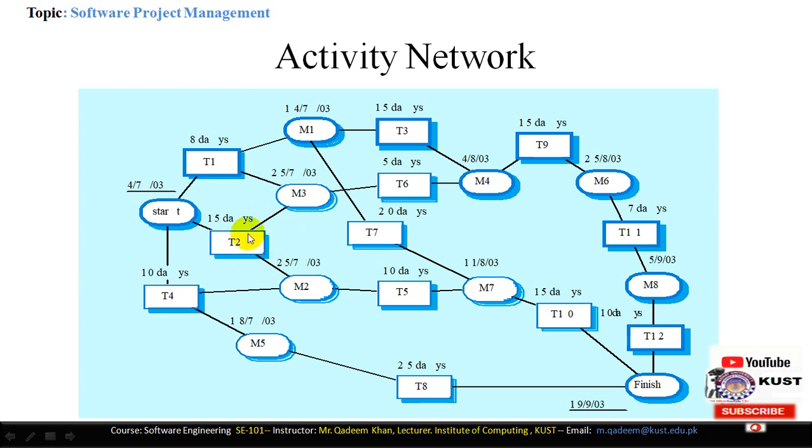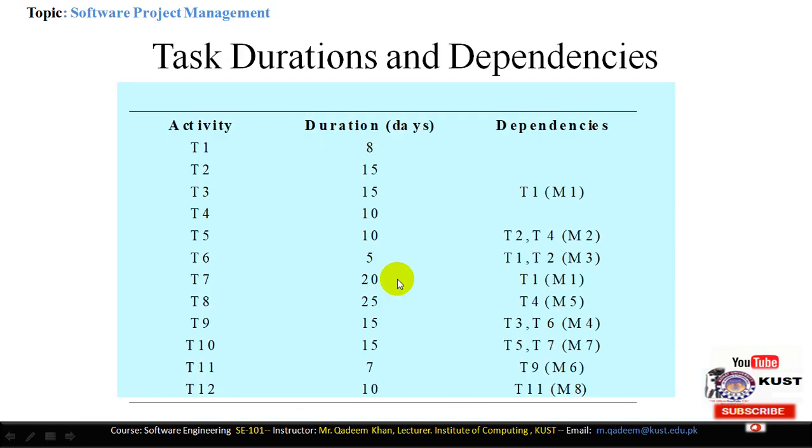Because maybe there are 2 or 3 holidays, and also we give some extra time, for example, due to certain illness or other issues, if the employee is not able to come for development. So that's why we have to specify 2 or 3 extra days for M2, and task T5 required 10 days to be completed. Okay, next is task 6.